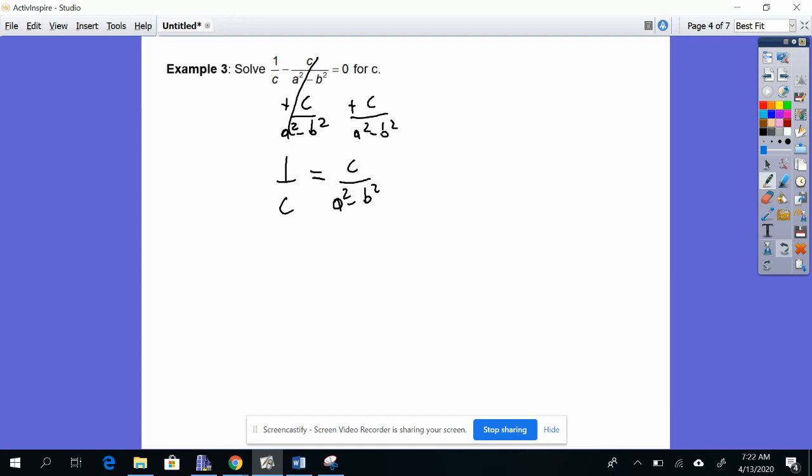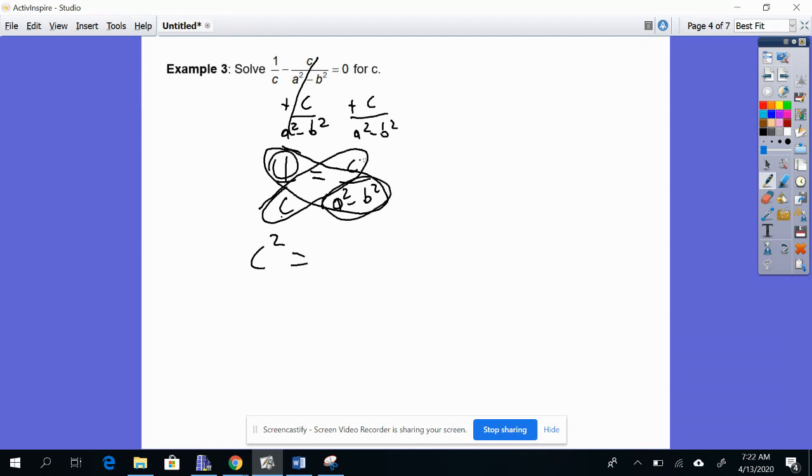So next step, cross multiply. I know we haven't really done a lot of this this year, but that's what we need to do here. What's going to happen is I've got c times c, which gives me c squared. I also have 1 times this.